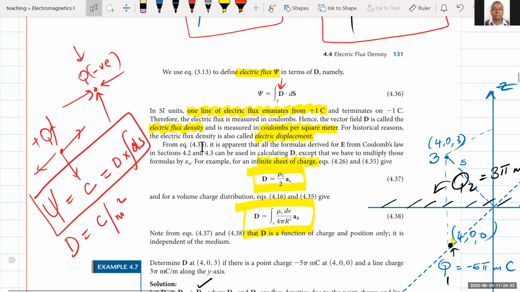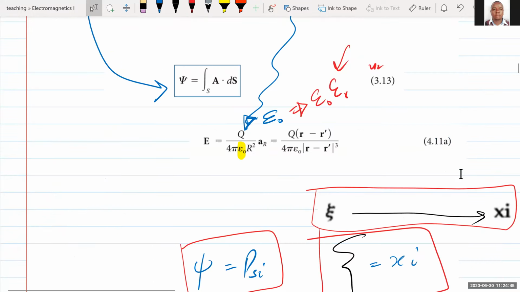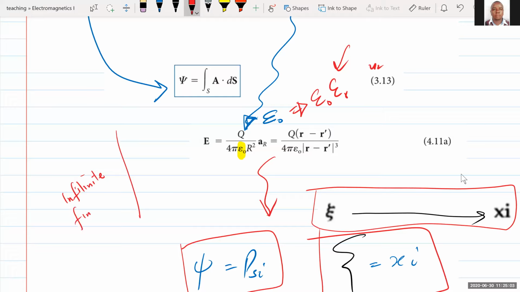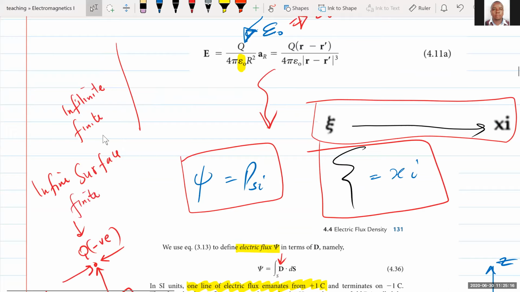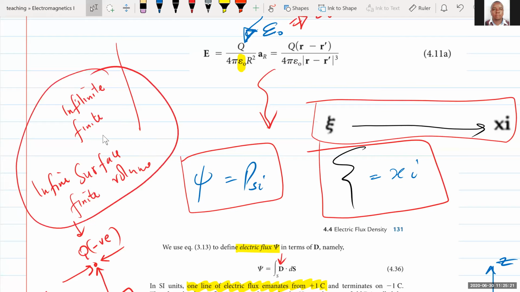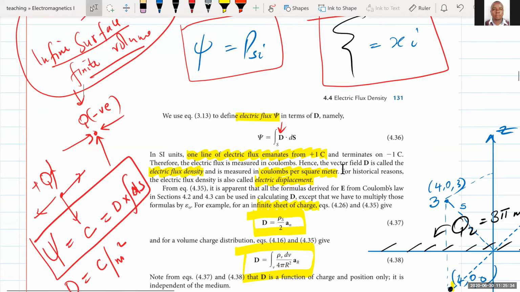From equation 4.35, it is apparent that all the formulas derived for E from Coulomb's law can be used in calculating D. All the formulas that we derived were for similar cases: we talked about an infinite line that is charged, and we developed a formula for that. Then we talked about a finite line, an infinite surface, and also a finite volume. The formulas that we developed for calculating the electric field intensity for these cases can still be used to get the electric flux density. That is what that statement is saying.